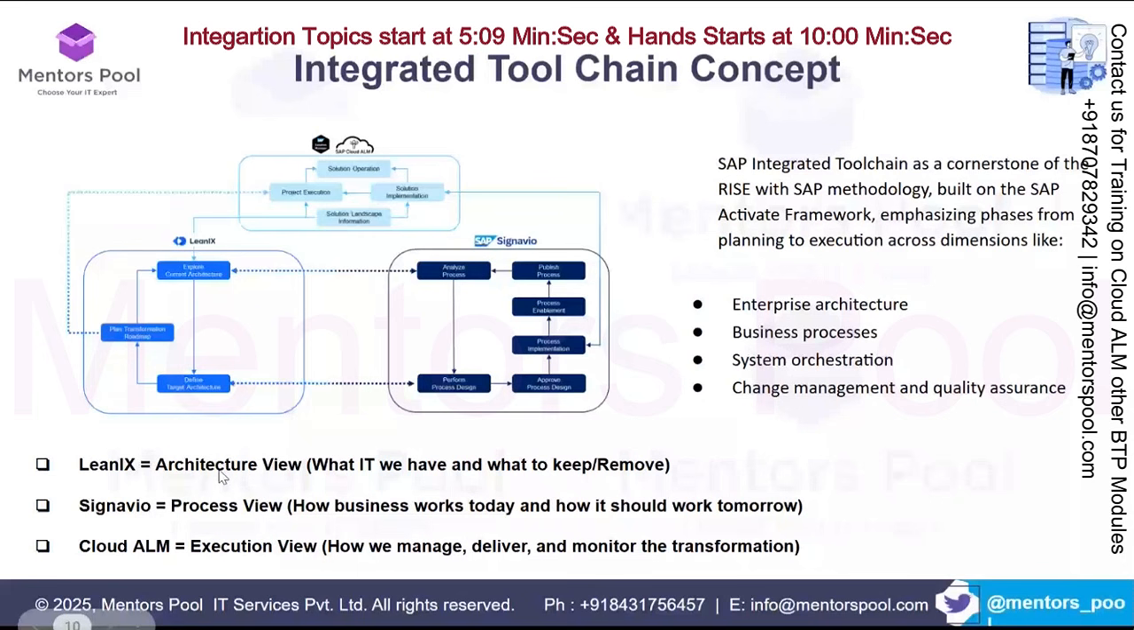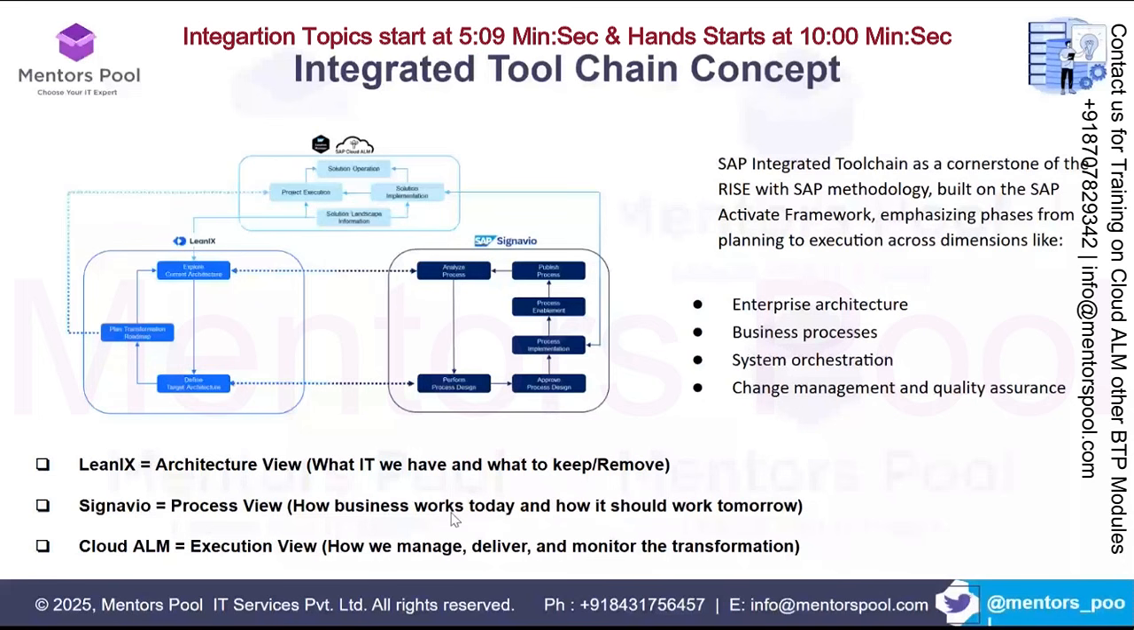It is a tool which helps in getting all the data from Cloud ALM for analysis of the customer landscape. Here, LeanIX is the architecture view: what IT we have and what to keep and remove. Via LeanIX, you can do all that analysis. Signavio is the solution offered by SAP for business process designing, redesigning, and optimization. It analyzes how the business exists today and how we need to shape it for tomorrow for a better business.